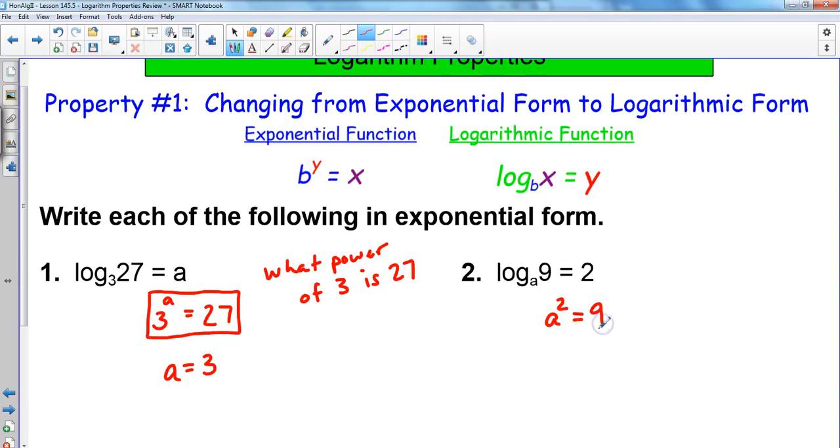So some number squared is equal to 9. Well, essentially we can solve this by taking the square root. And when you do that, you end up with a equals the square root of 9, which is plus or minus 3.